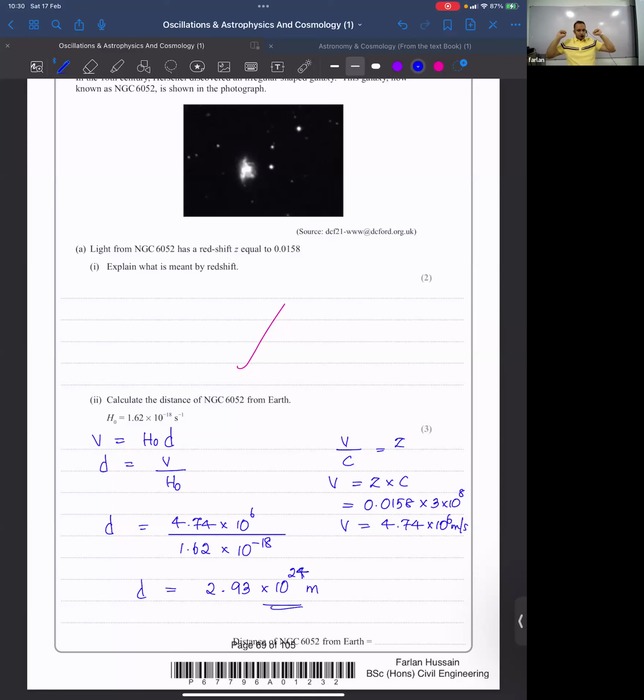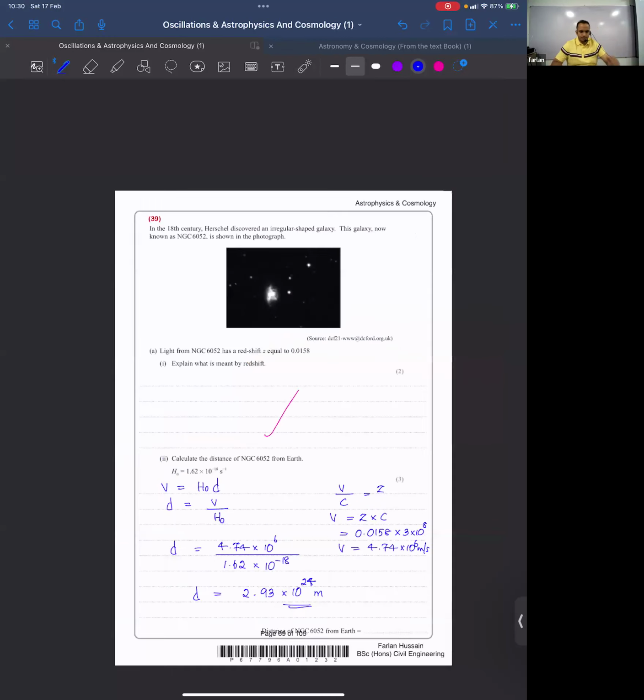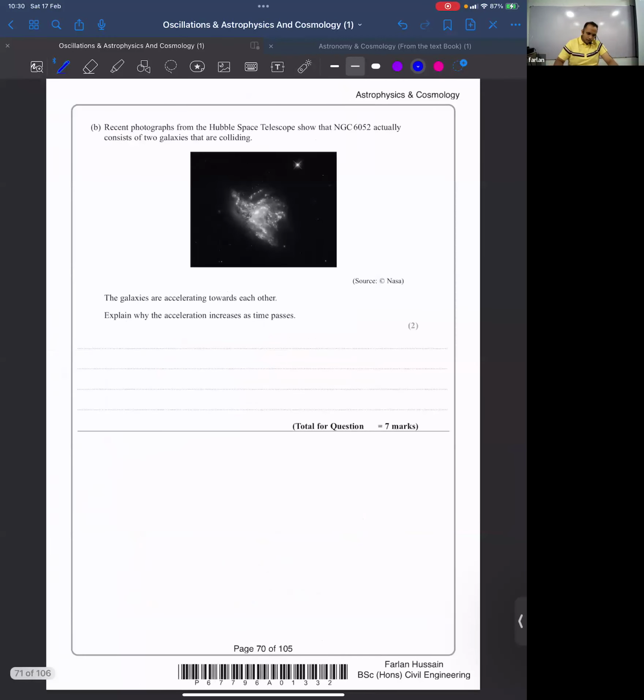Are you getting 2.93 × 10^24 meters? Yes. Okay. There's another part.